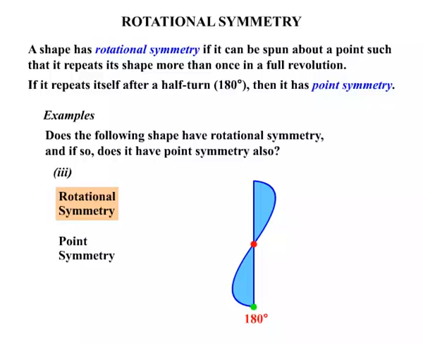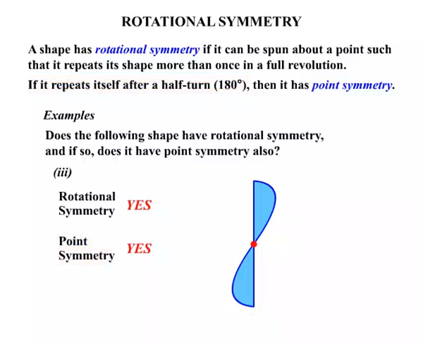So rotational symmetry certainly does, yes. And point symmetry, well, if it repeats itself after a half turn, the 180 degrees, then it does have point symmetry. So in this case, this shape does have point symmetry. So we'll put a big yes there.